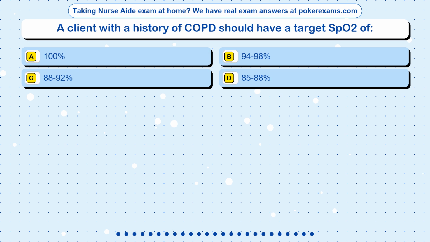Question 20. A client with a history of COPD should have a target SpO2 of: Option A. 100%. Option B. 94 to 98%. Option C. 88 to 92%. Option D. 85 to 88%.